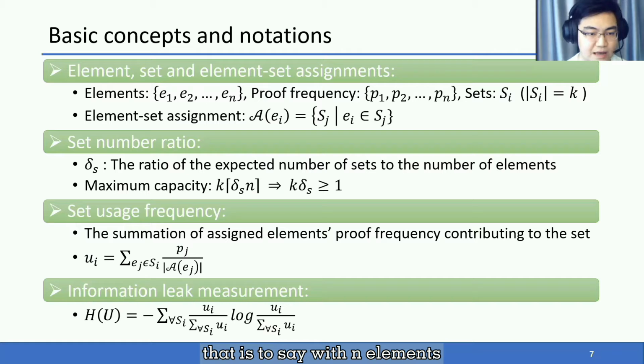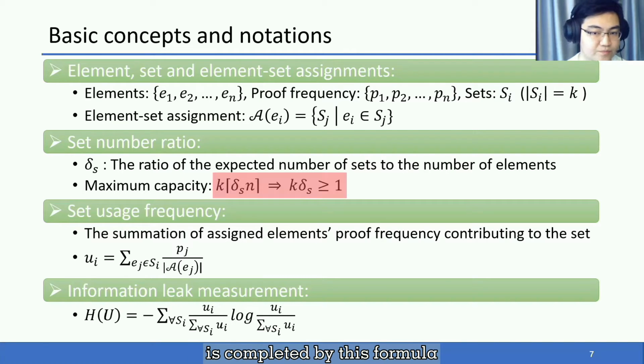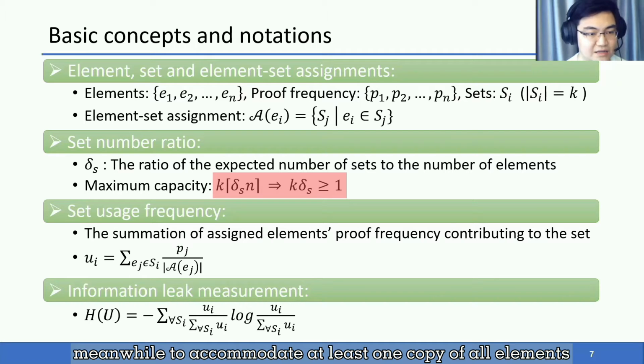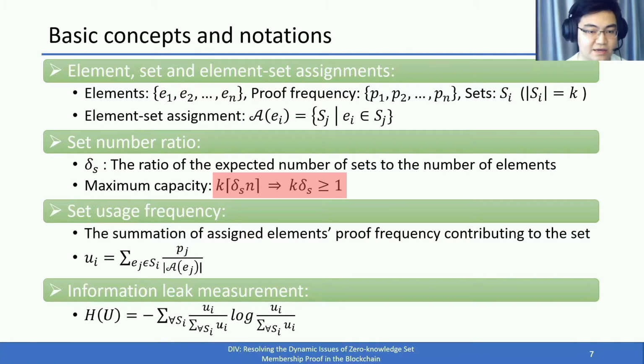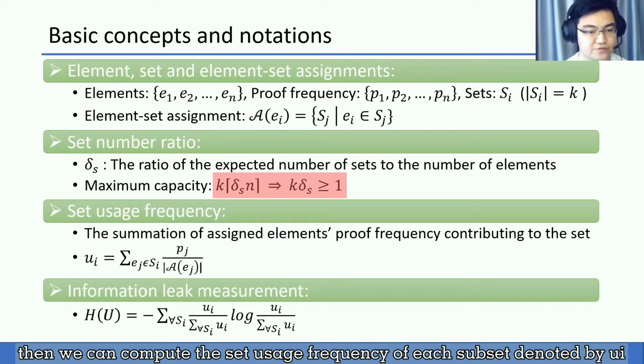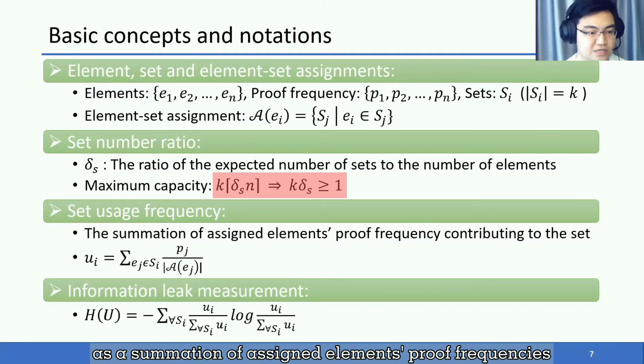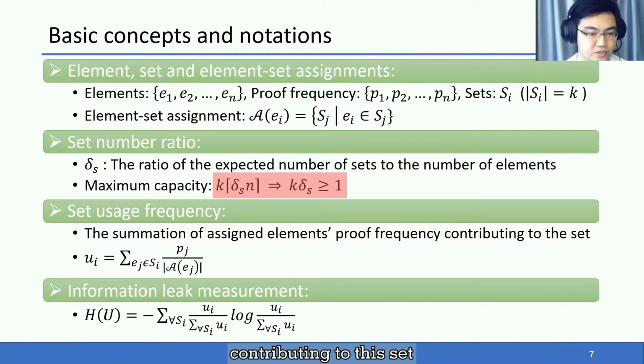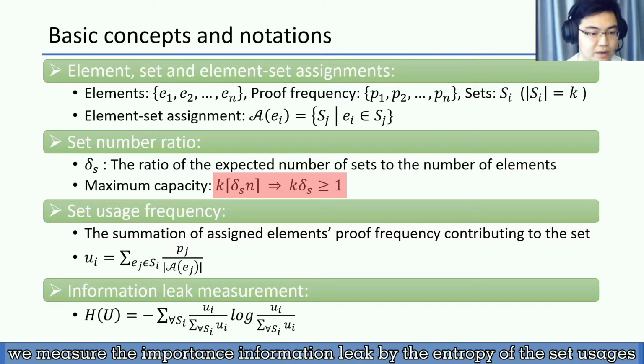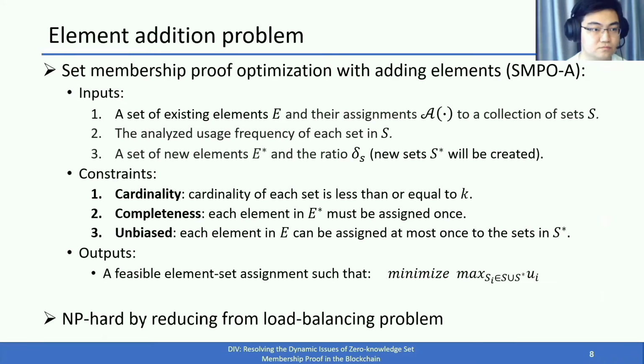That is to say, with n elements, the total capacity of the subsets is computed by this formula. Meanwhile, to accommodate at least one copy of all elements, K times delta S must be greater than 1. Then we can compute the set usage frequency of each subset, denoted by U_i, as a summation of the assigned elements' proof frequency contributing to this set. Finally, we measure the importance information leak by the entropy of the set usage.